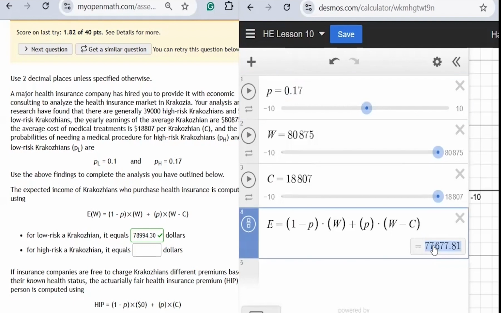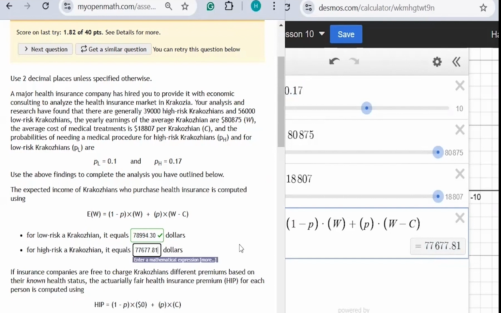And so their expected income is lower. Again, I'm going to press Control C after I double click the value. It's lower because they have a higher probability of needing the procedure, the medical treatment. So when this value is higher, this value is lower. So this value has less weight than this difference. I'll press enter and I should get both of them correct.